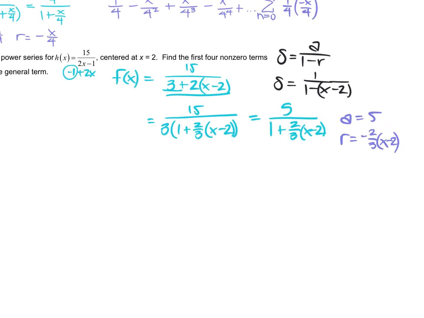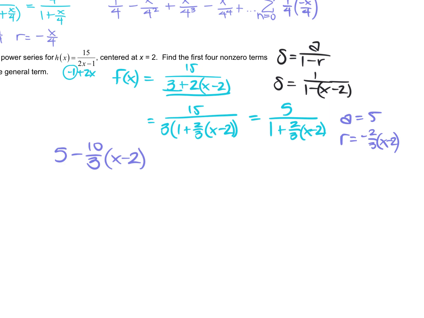So how would I write the series? Where do I start? What's my first term? 5. And then the next term would look like what? My 5 would be multiplied by the R: negative 10 over 3, x minus 2.